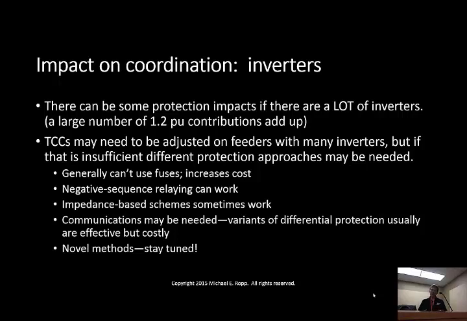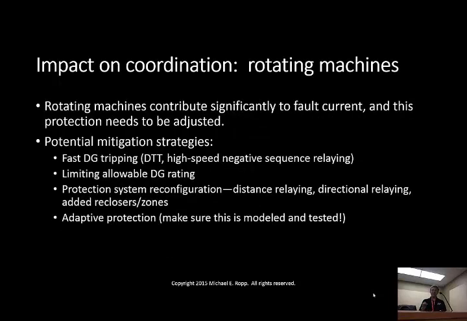And there are some novel methods. We have developed some at our company, and there are some others being developed by other workers. Again, I'm not talking about them today because they're not really ready for prime time, but stay tuned, because I think there are some solutions coming forward for this problem. That's the good news. If your DERs are rotating machines, well, you're sunk.